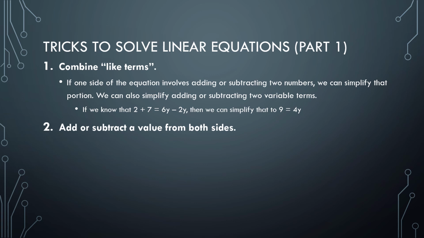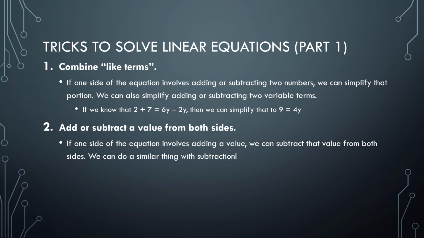We can also add or subtract a value from both sides. We did that before. So if one side of the equation involves adding a value, we can subtract that value from both sides, and we can do a similar thing with subtractions. You can always add or subtract a value from both sides, but we usually do it to kind of undo something.